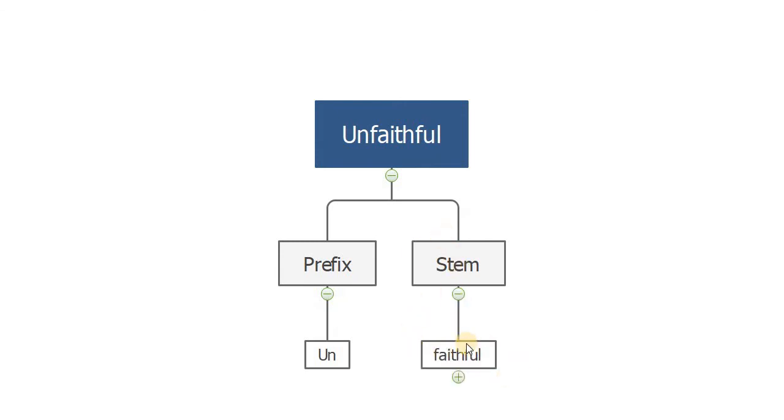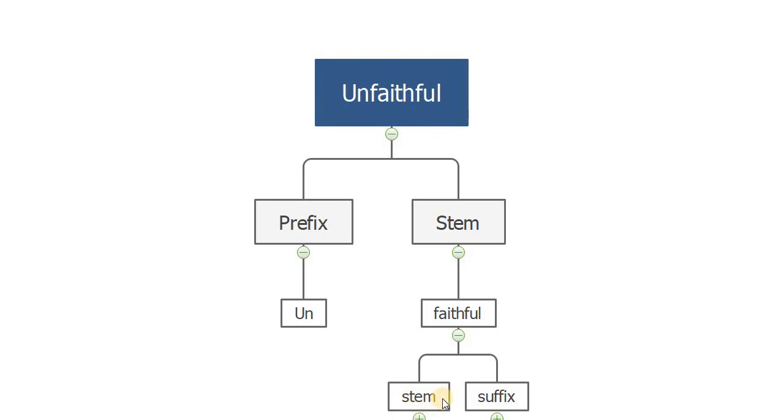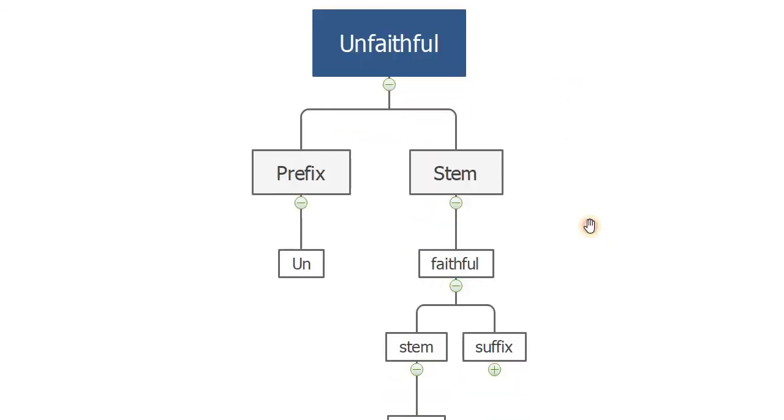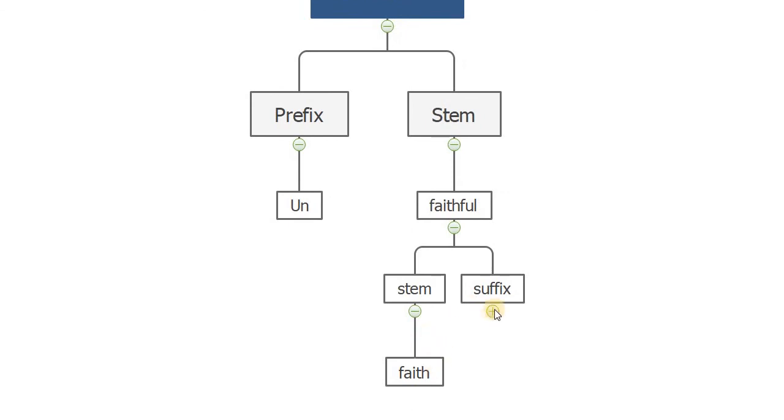Full is attached to it. So again, faithful has a stem and a suffix. Now what is the stem in faithful? Faith is the stem in faithful and the suffix is ful. Is that clear? So here faith becomes the core or nucleus and all the others are affixes. Now un is a prefix and ful is a suffix. I hope that it was clear.